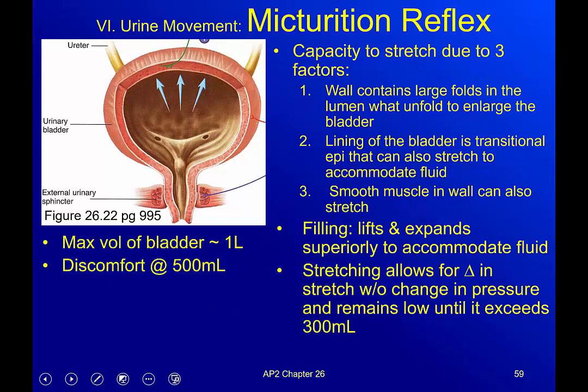Now, micturition reflex. It's a very fancy way of saying peeing. The capacity of your bladder is due to 3 things. 1, the walls of your bladder are folded in the lumen in that space. And as it starts to enlarge, they basically flatten out. The wrinkles flatten out. The lining in the bladder is also transitional epithelium, meaning that it can accommodate that fluid fluctuation. As well, your bladder is made out of smooth muscle. Remember that I said there was muscle in there, the detrusor muscle?